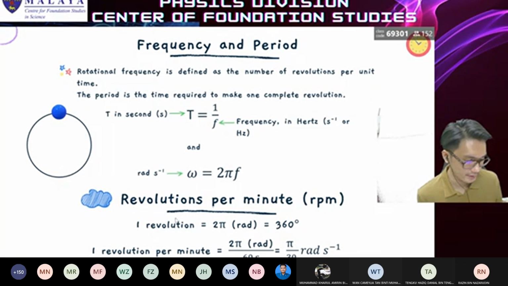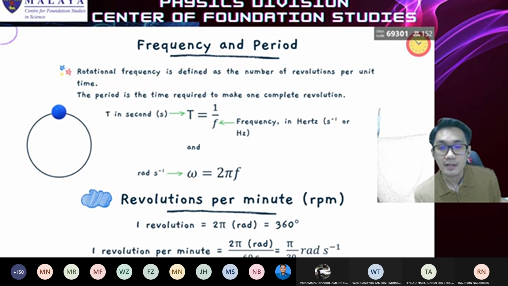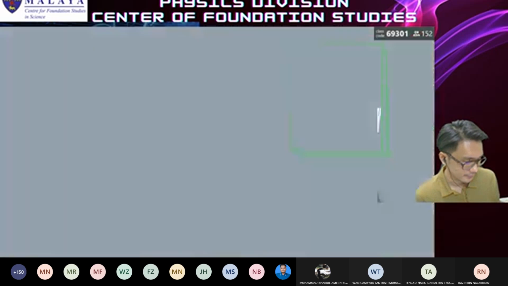Okay, later we will see why I teach this frequency and revolution per minute, because sometimes the question will not give you angular velocity in radian per second. They will give you revolution per minute. So you have to convert it into radian per second. It is like linear, kilometer per hour. So kilometer per hour we have to convert into meter per second, right. But this one, if the question gives you revolution per minute, you have to convert it into radian per second.